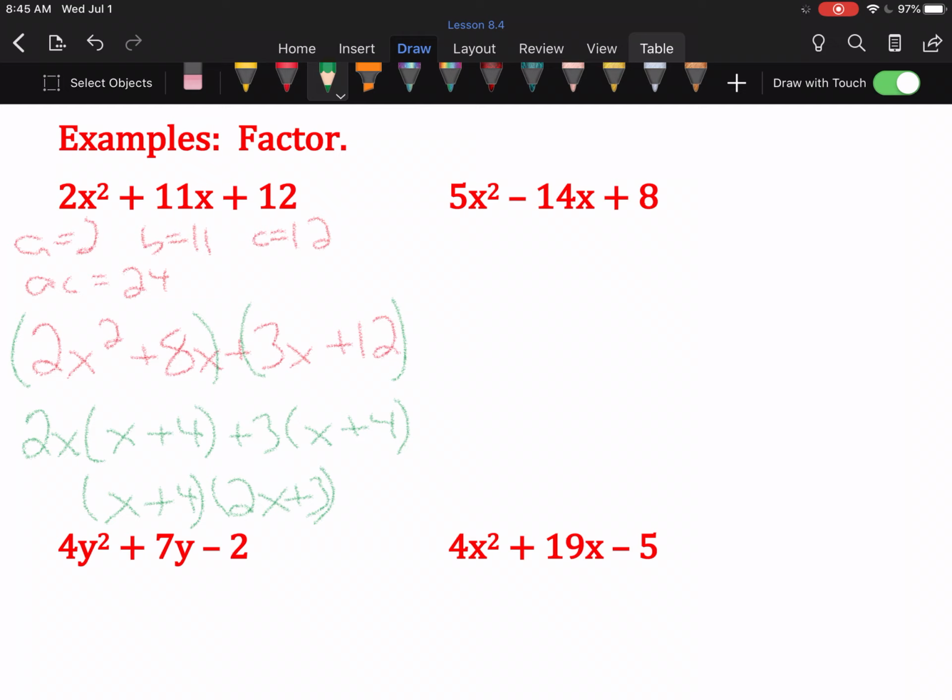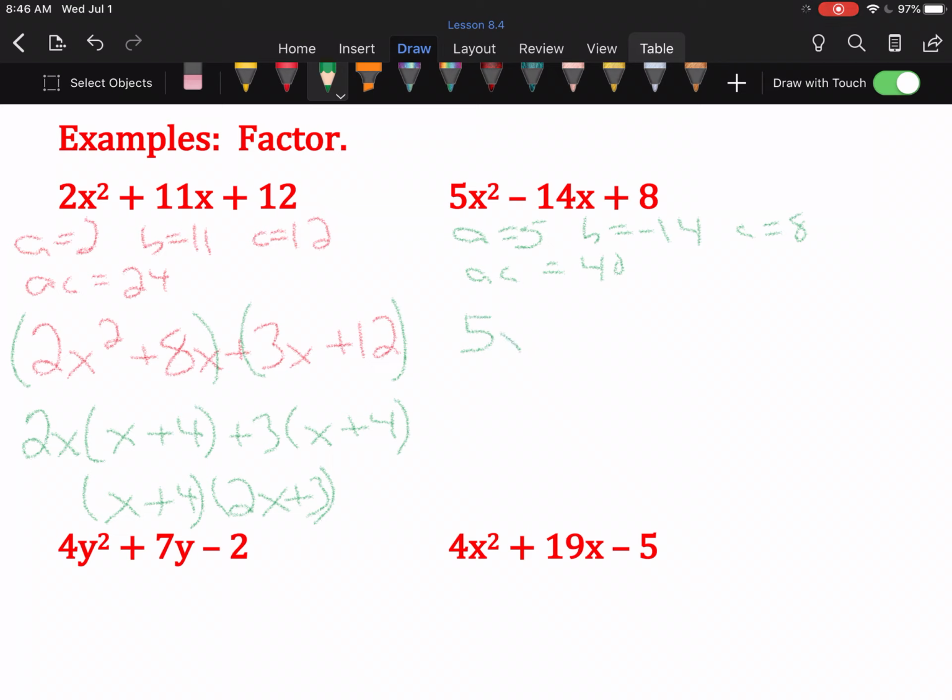In our next group, A is 5, B is negative 14, C is 8, and that means AC is 40. 5 times 8 is 40. So I need two numbers that multiply to make 40 and add to make 14. Even though the 14 is negative, because the last term is positive, I still need two numbers that add to make the 14. So multiply for 40, add for 14. I'm thinking 10 and 4.